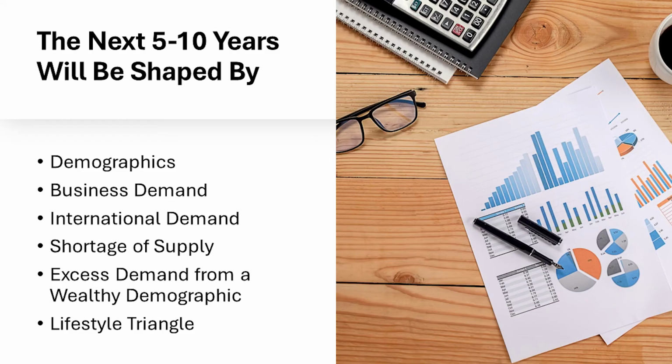Number one, demographics. Number two, business demand. Number three, international demand. Number four, shortage of supply. Number five, that combines with excess demand from a wealthy demographic. And number six is your lifestyle triangle. You could probably add in Sydney and Melbourne exclusive school zones to that as well, but these are the main things, because the exclusive school zones are basically where all of these things are anyway.